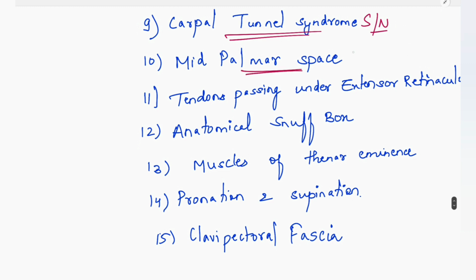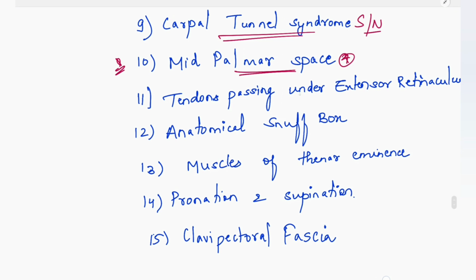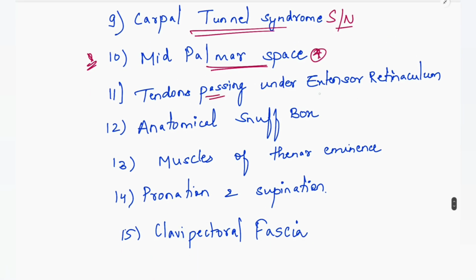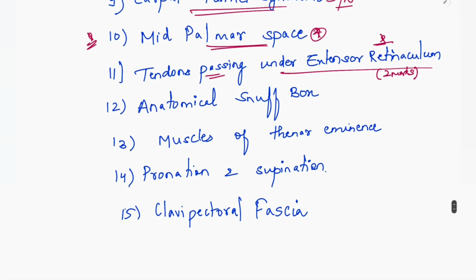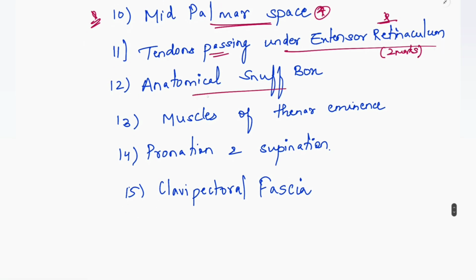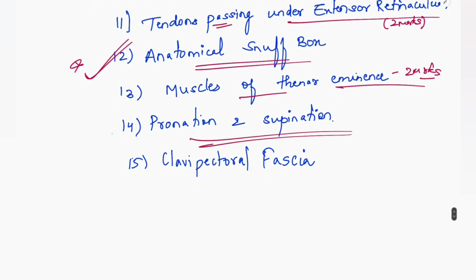Then midpalmar space, sometimes due to the muscles involved, the midpalmar space becomes an important and favorite question of the examiners. Then a 2-mark question can be found on tendons passing under the extensor retinaculum. 5 marks won't come from here, only the 2-mark question can come from the extensor retinaculum, the tendons passing under this. Then anatomical snuff box, 5-mark question, this can come. Muscles of the thenar eminence, a 2-mark question can come from this topic. Pronation and supination, this is important.